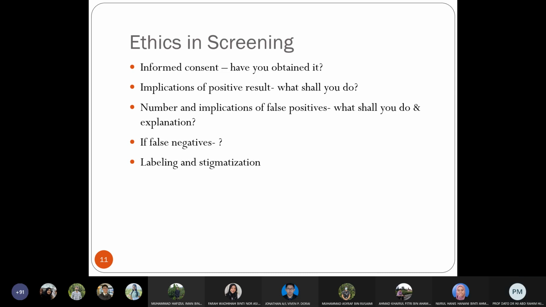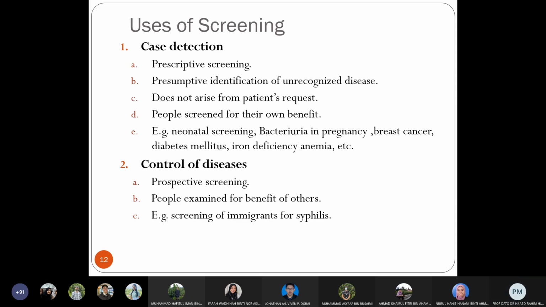Labeling and stigmatization. Stigmatization, as I mentioned earlier about HIV and so on. So that might be this, labeling and stigmatization in the community, especially in our community who always talk bad about people.